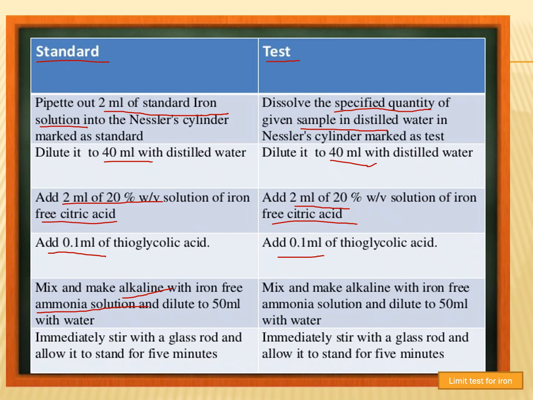Then after that, immediately stir with the glass rod. We need a separate glass rod for the standard and the test, and wait for 5 minutes. We can see a purple color is formed in both the test and the standard. So we are comparing the intensity of this purple color in the test and the standard for the evaluation of whether our sample passes or fails the limit test for iron.